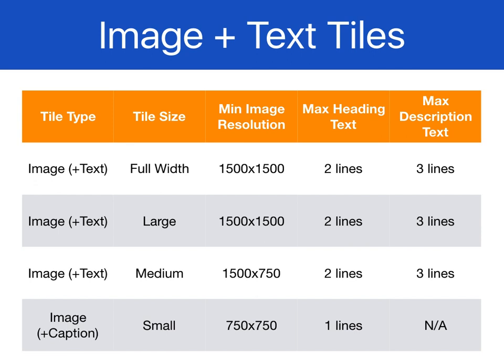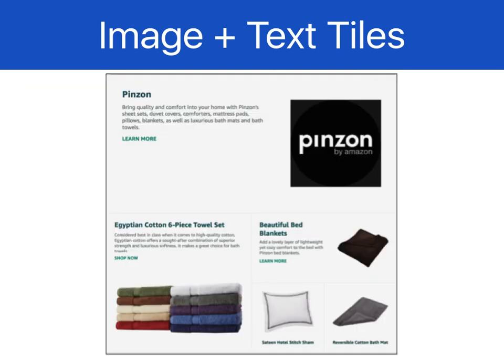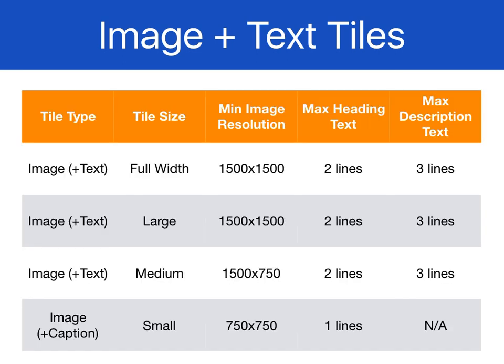And also for the image with only the caption, which is a small image, you only get 750 by 750, and you only get a heading because it's just a caption. I'll show you again what it looks like. If you look at the bottom right, those 2 pillows, yep, it's pretty much just an image with a heading or a caption in this case.